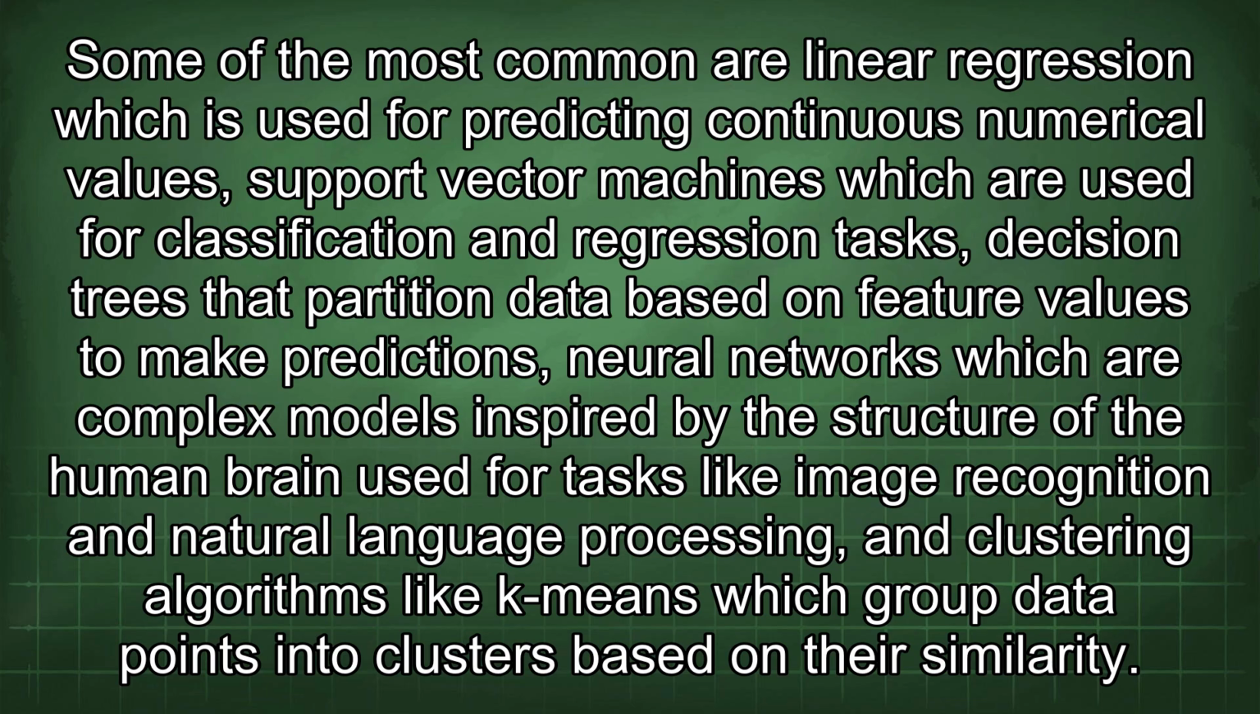support vector machines, which are used for classification and regression tasks, decision trees that partition data based on feature values to make predictions, neural networks, which are complex models inspired by the structure of the human brain used for tasks like image recognition and natural language processing, and clustering algorithms like k-means, which group data points into clusters based on their similarity.